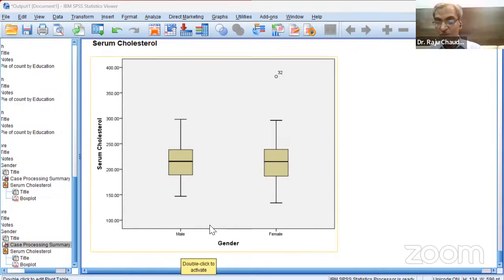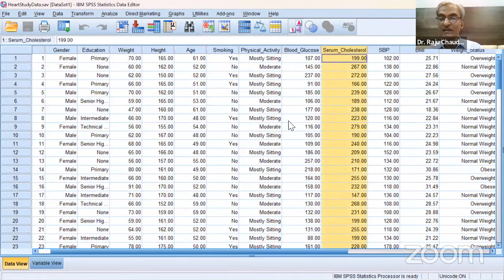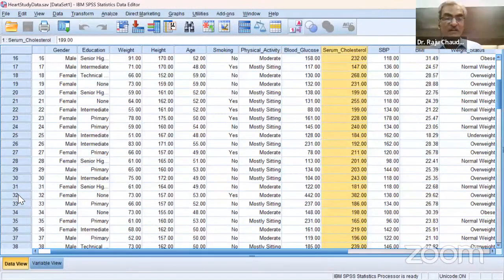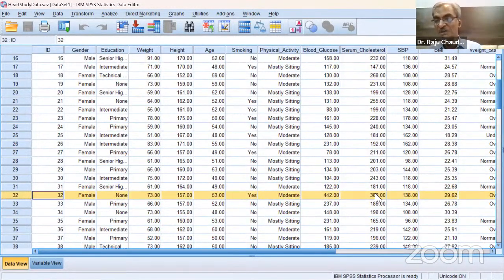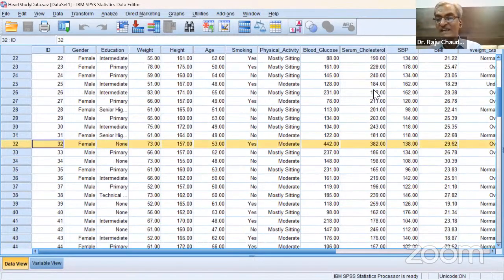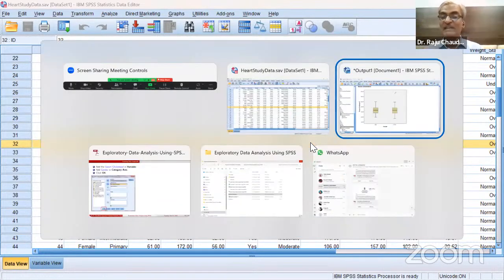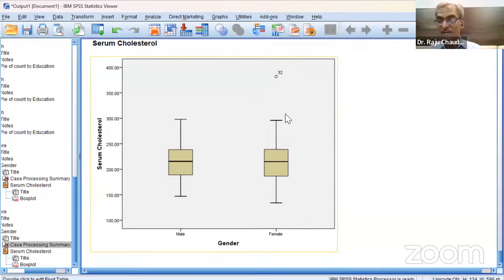That 32 shows the position of the observation. Let us check, right? For the female, in the serum cholesterol column, 32nd row. Okay, so let us see. This is my serum cholesterol, and this is my 32nd row. Look at this, 382. So almost all the values are within the range of 200, right? And this one is 382. Okay, so there may be a possibility of data entry error, or there may be a possibility that that particular respondent's serum cholesterol is very high. Okay, so that is why it is considered an outlier.